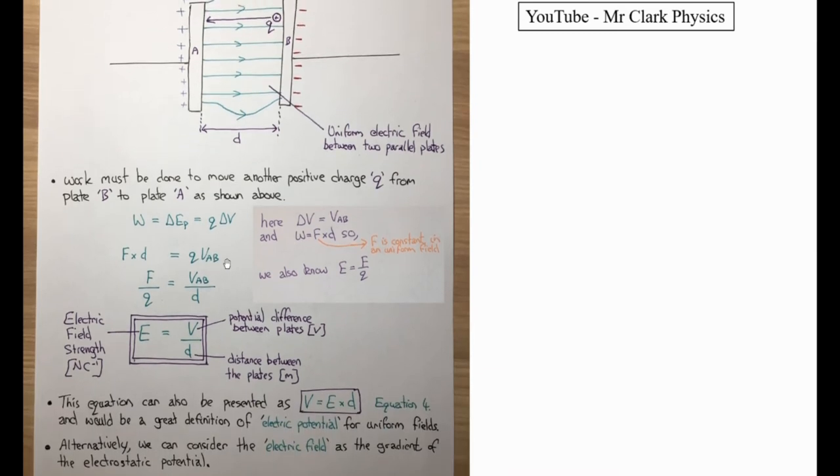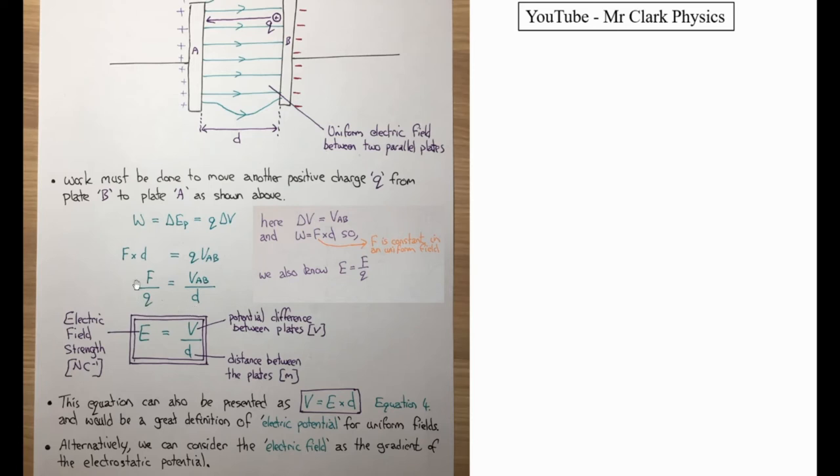Next, I want to simplify a little bit. I'm not trying to link potential to force. I want to link it to the electric field. So I'm going to divide both sides by the charge, that's a little q, and then I'm going to move the d over to the right-hand side. And now I have the expression force over charge equals potential per unit of distance.